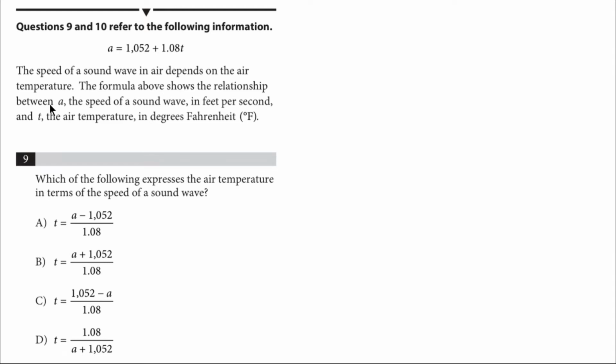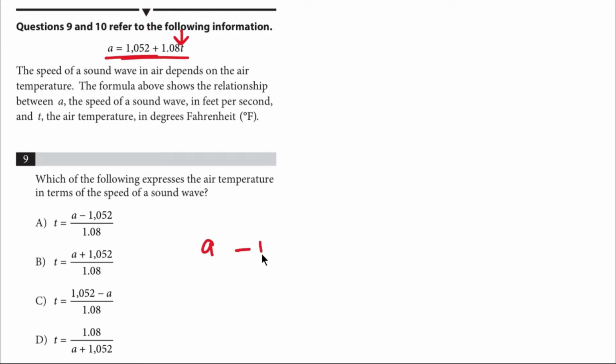times t, where a is the speed of sound and t is the air temperature. Guys, the speed of sound depends on the temperature of the air. Physically, that is correct. And they have modeled this with an equation. So in question 9, they say, which of the following expresses the air temperature, t, in terms of the speed of sound? So whenever you're asked to model something in terms of something else, you just need to solve for a certain variable. In this case, we need to solve for t, because we need to represent t in terms of a. Therefore, let's leave t alone.